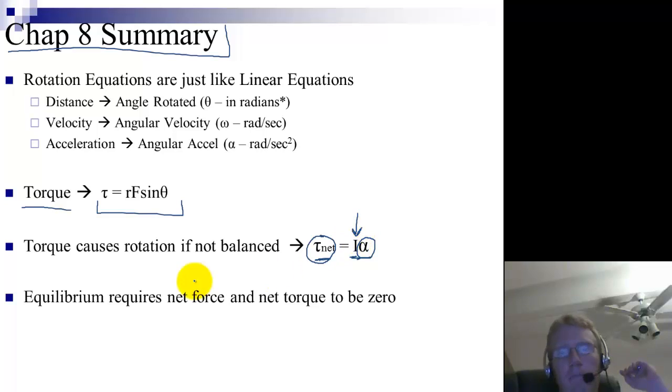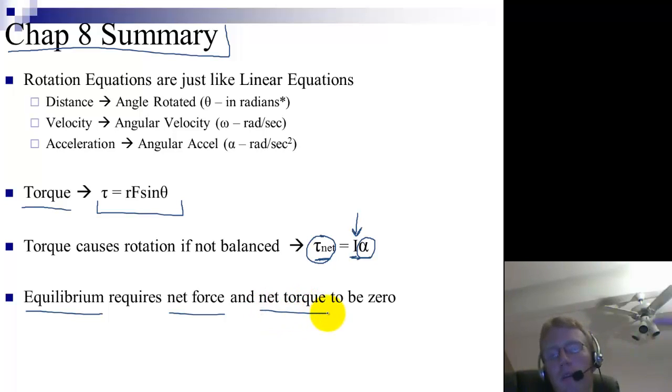And finally, if an object is in equilibrium, so there's no change in angular velocity and no change in linear velocity, the net force is 0, which will give you two equations, one for vertical, one for horizontal, and the net torque is 0, which will give you a third equation that allows you to solve for three unknowns. It could be unknown forces, could be unknown distances, could be unknown angles even. So there's a lot of variety in the type of problems that you can get.